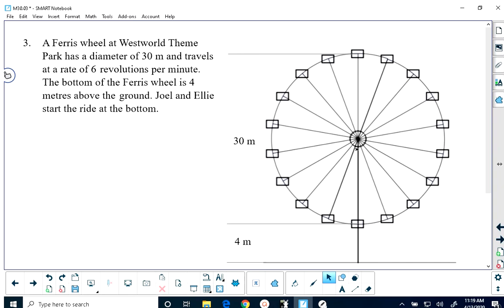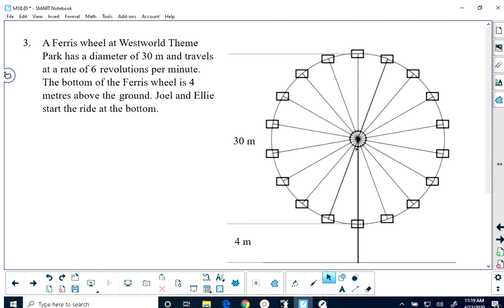All right, let's take a look at example 3. This is kind of the opposite of questions 1 and 2. In 1 and 2, you were given a function and asked to answer questions about the situation. In this question, you're given information about the situation and asked to determine the function.